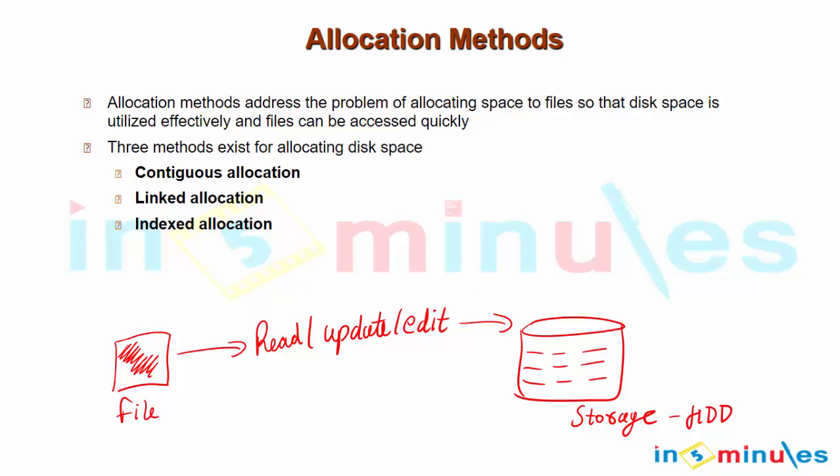Theory wise, what we mean is that allocation methods address the problem of allocating space to a file so that the disk space is utilized effectively and the file can be accessed quickly. So we have two things: disk space which we want to utilize effectively, as well as the file which should be accessed quickly. There are three basic techniques for allocating: contiguous allocation, linked allocation, and index allocation. Let's try to see each one in detail.